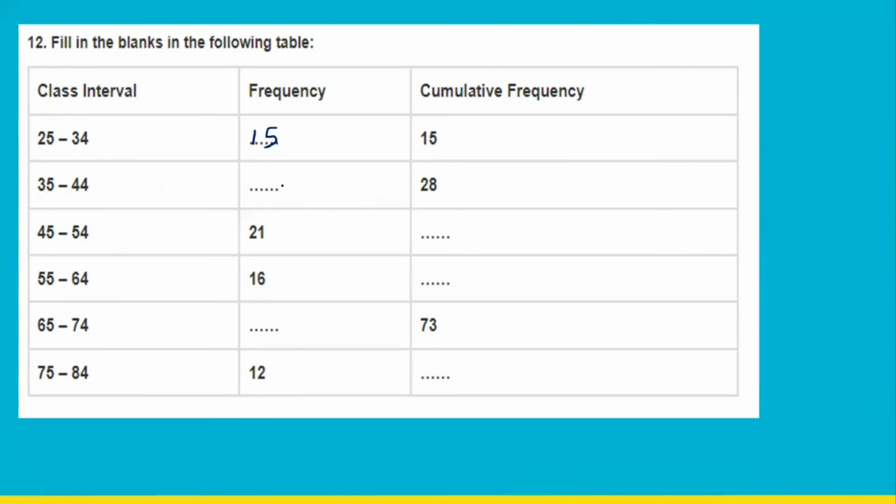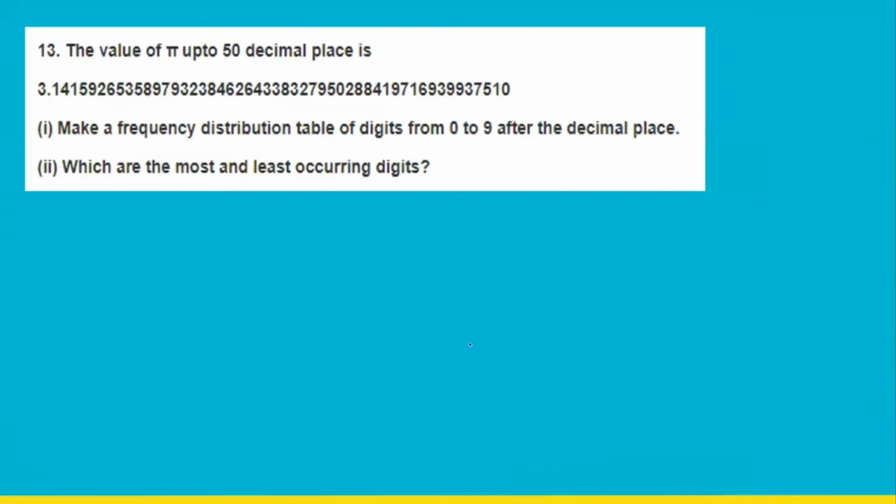So 8 minus 5 is 3, 2 minus 1 is 1. So this is 13. Now for the next one, you will be adding this 28 plus 21, which is going to be 49. And again, for finding this one, we are going to add 49 plus 16, which is going to be 65. For finding this, we are going to subtract 73 minus 65. So 73 minus 65 is going to be 8. Now, for finding this, again, we add 73 plus 12. 3 plus 2 is 5, 7 plus 1 is 8. So 85. Got it? Then we move on to the last question.